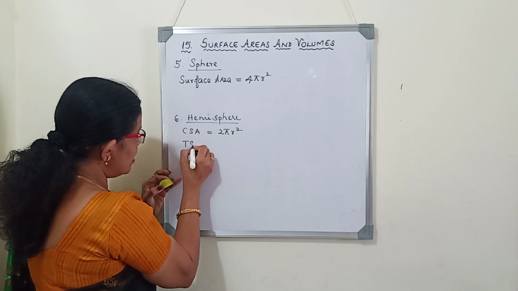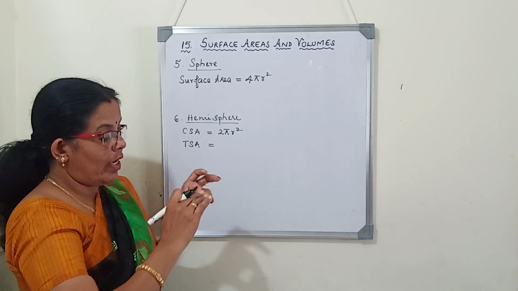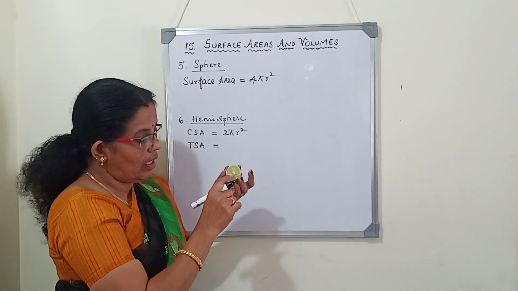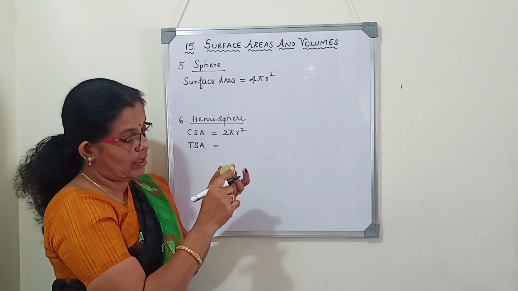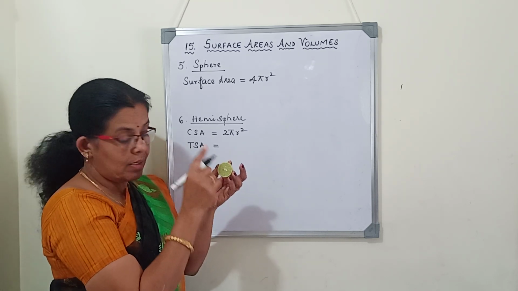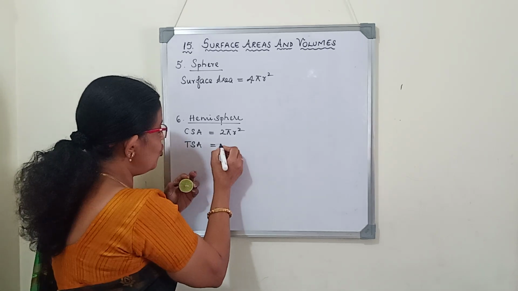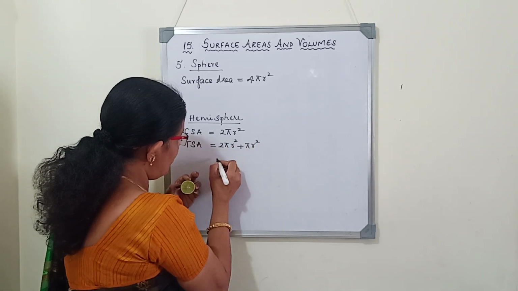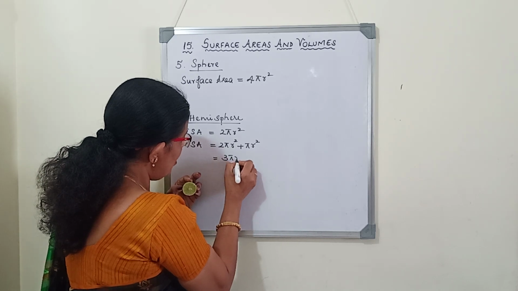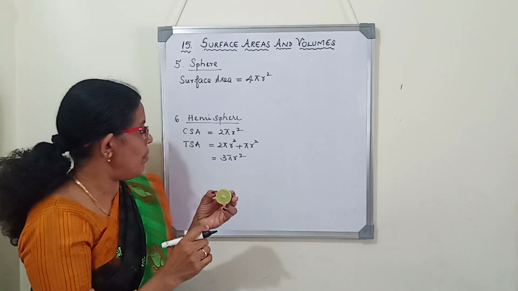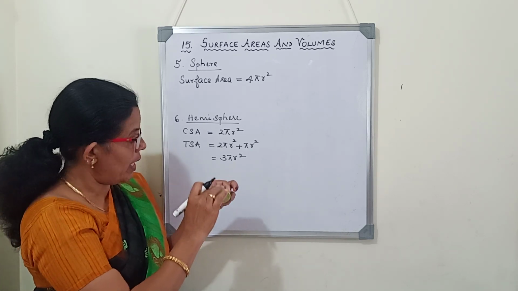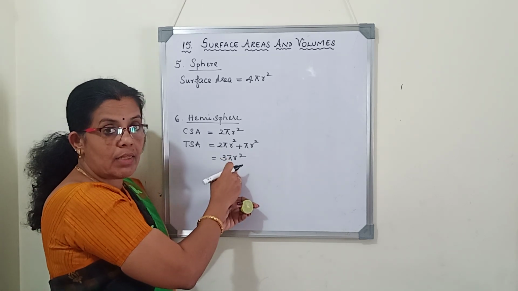And TSA of a hemisphere is, we have the curved surface 2 pi r square and we have a flat surface here. That surface is circular in shape. The area of this part is pi r square. So 2 pi r square plus pi r square is 3 pi r square. So CSA of a hemisphere is 2 pi r square. Total surface area is 2 pi r square plus pi r square, which is 3 pi r square.